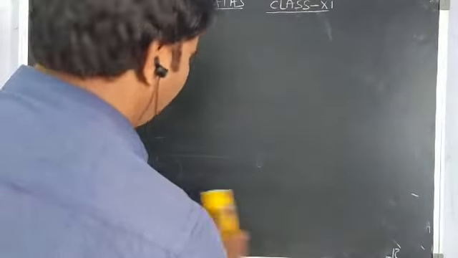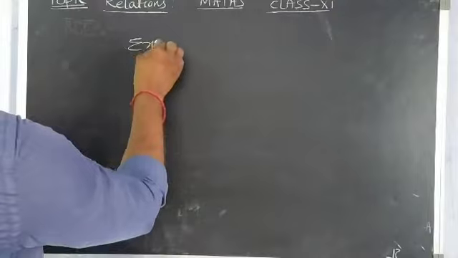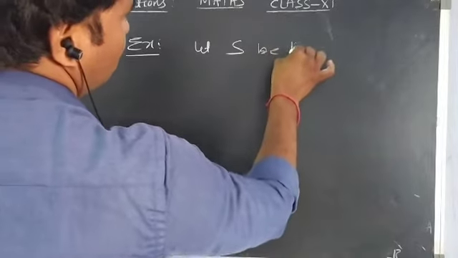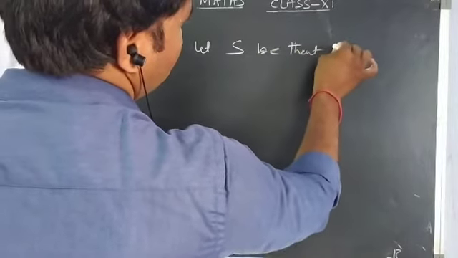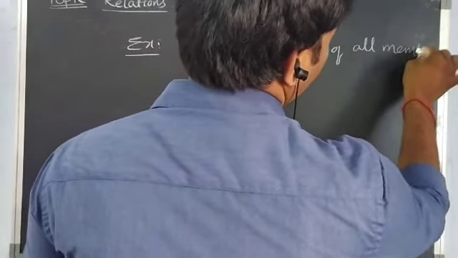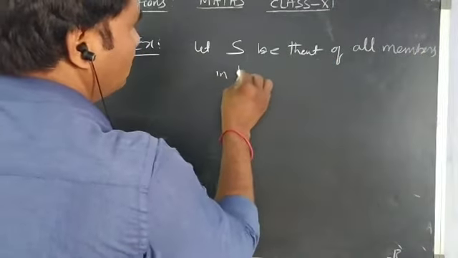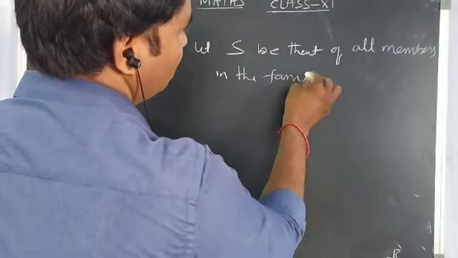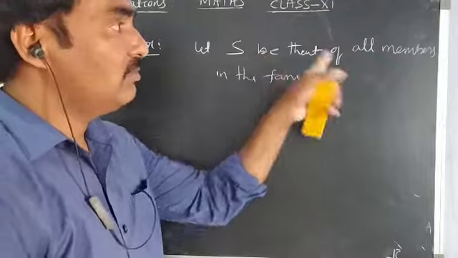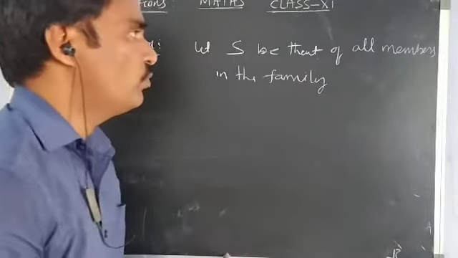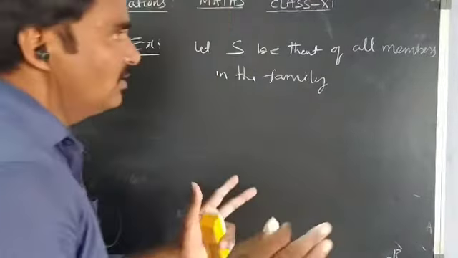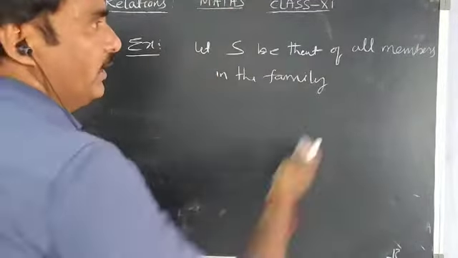Suppose I am giving one other example. Let S be the set of all members in the family. What I have taken is one family, all members in the family. Some of them may be women, remaining are men. We don't know, but some set of people we are taking as a family.